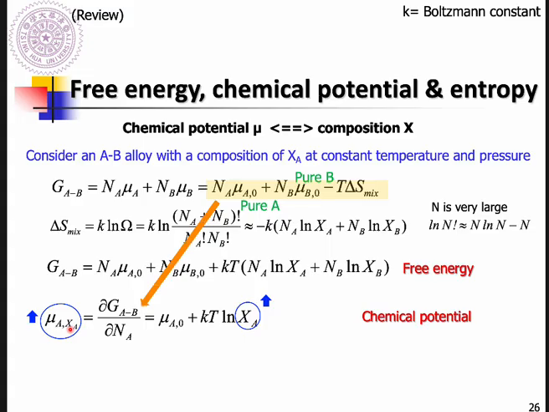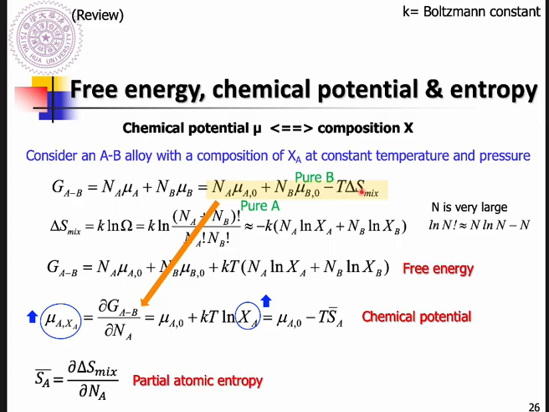Okay, so in the other derivation, some people will use this term to take the partial with Na instead of this one. Then you will have another relationship linked with the partial entropy. We call it the partial atomic entropy when you directly use this term and take the partial with Na. So you also have the mu A0. We don't have this term with Na. So this term can also be rewritten as mu A0 minus T delta S mix partial with Na. So you got the SA bar.